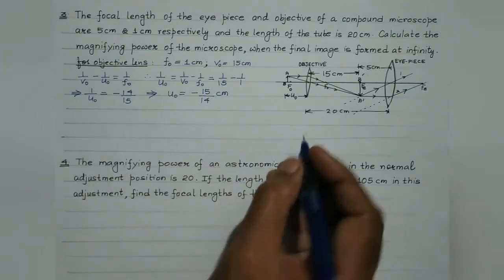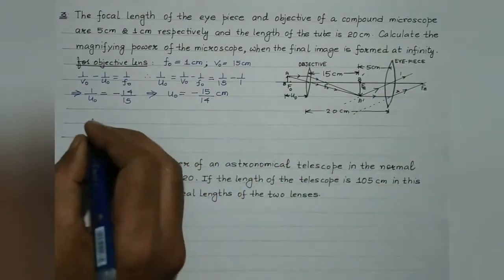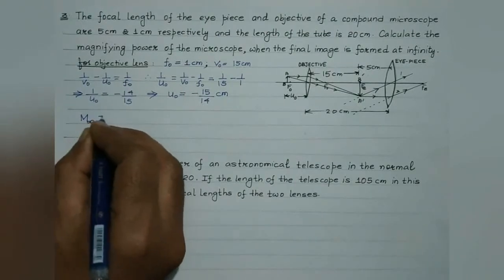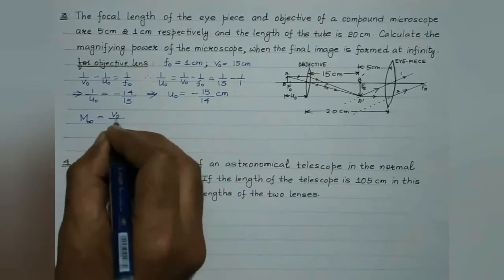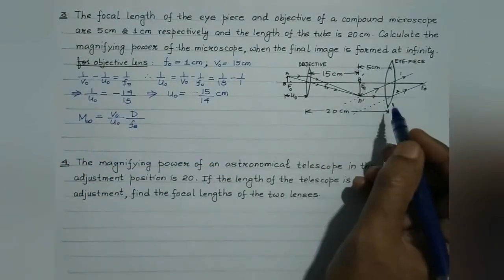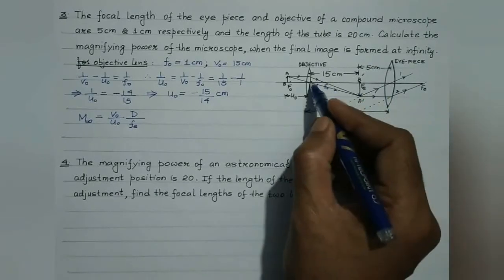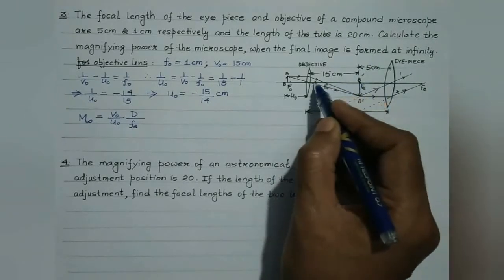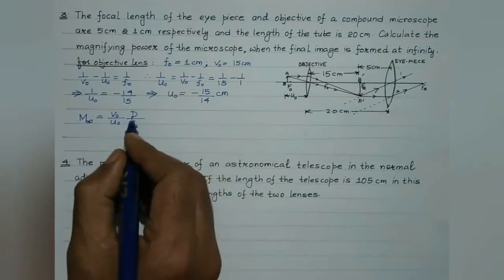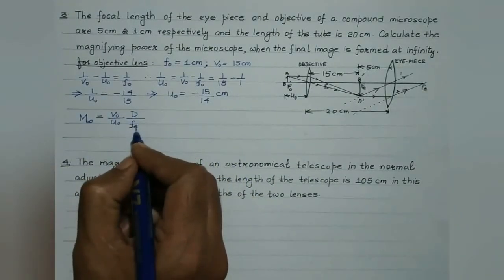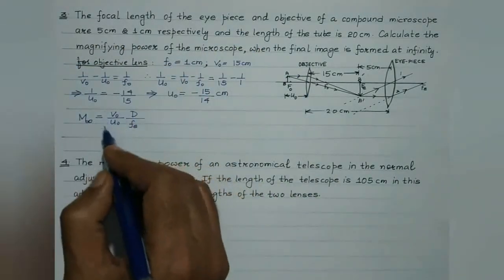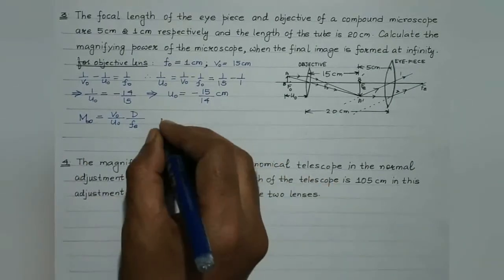Now students, when the final image is obtained at infinity, the magnifying power of the compound microscope is given by V0 over U0 times D by Fe. Now V0 is known to us, V0 is this distance, 15. U0 we have calculated, it's minus 14 by 15. D is to be taken as 25. Focal length of the eyepiece is given to be 5 centimeter. So we can substitute these values and get the magnifying power.